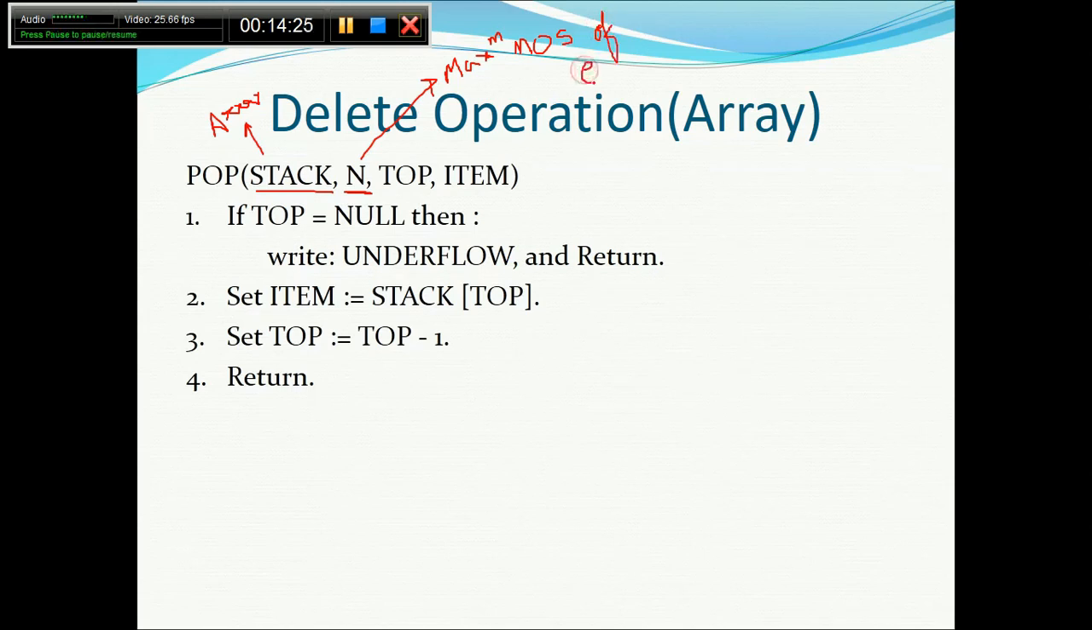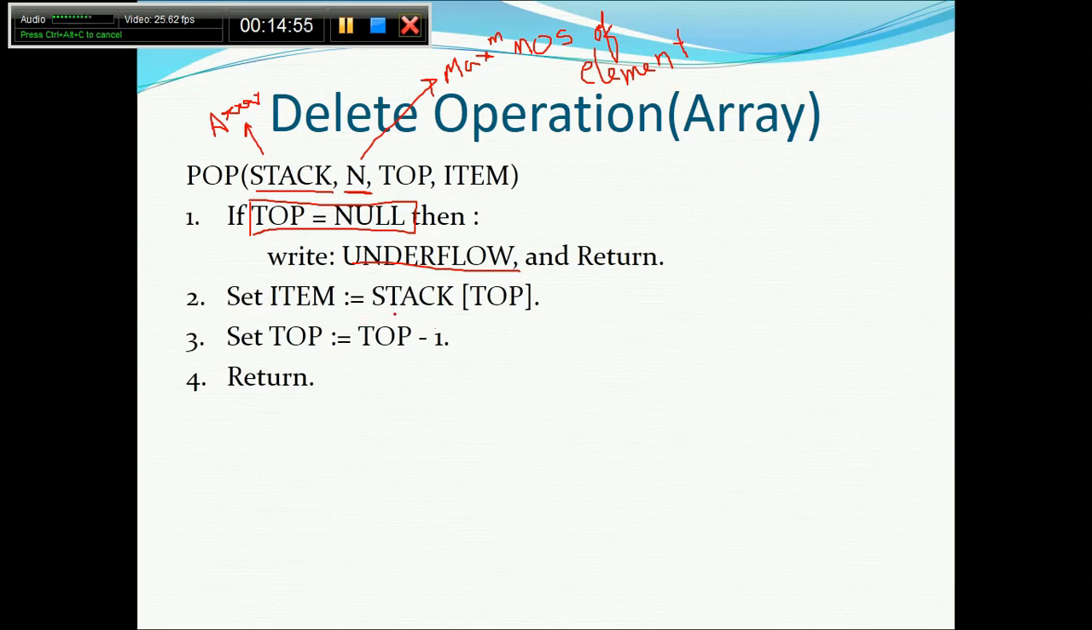We'll see the linked list implementations also. Okay, now if top is equal to minus 1 or top is equal to null, then write underflow, because we do not have any element, and there is nothing to delete. Since we do not have any element, just return directly by writing underflow.